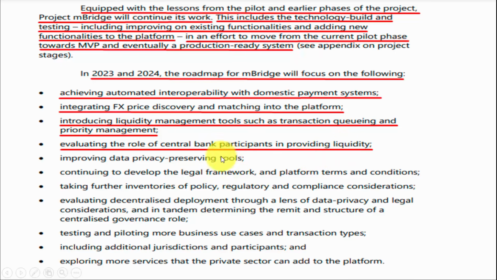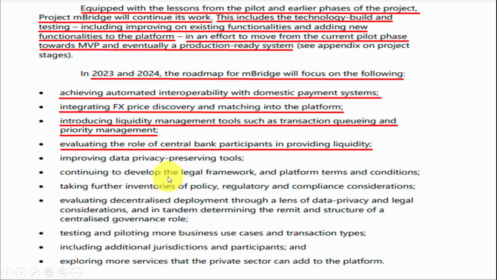And then there's other stuff like improving data privacy, continuing to develop legal framework and platform terms and conditions, taking further inventories of policy, evaluating decentralized deployment through a lens of data privacy and legal considerations, testing and piloting more business use cases and transaction types, including additional jurisdictions and participants. They want to expand into other jurisdictions and participants, exploring more services that the private sector can add to the platform. That's interesting here. They want to explore services that the private sector can add to the platform as well.